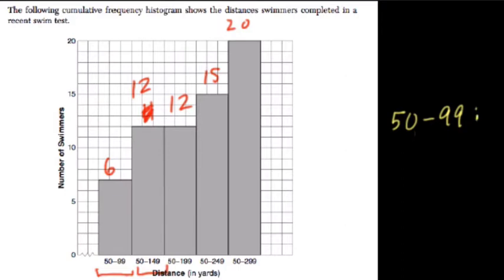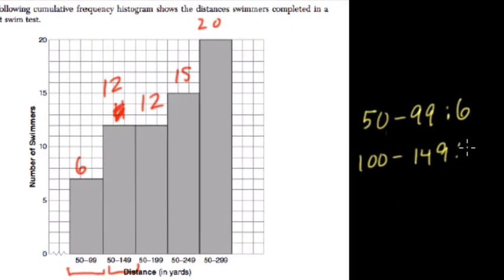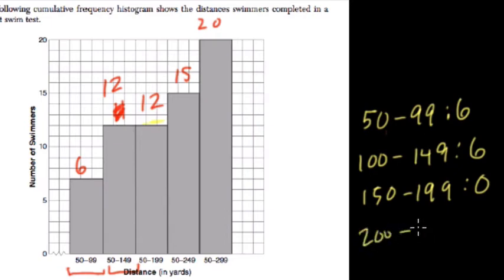But they want to know just how many people are in this one interval, 200 to 249. So in 50 through 99, there are 6 people. In the next interval, 100 to 149, there are a total of 12, so there's 6 more. In the next interval, we go from 150 to 199, and there's no one there because the total values don't change. And then we go from 200 to 249, and we add 3 more, so there are 3 people there, and our answer is 3.